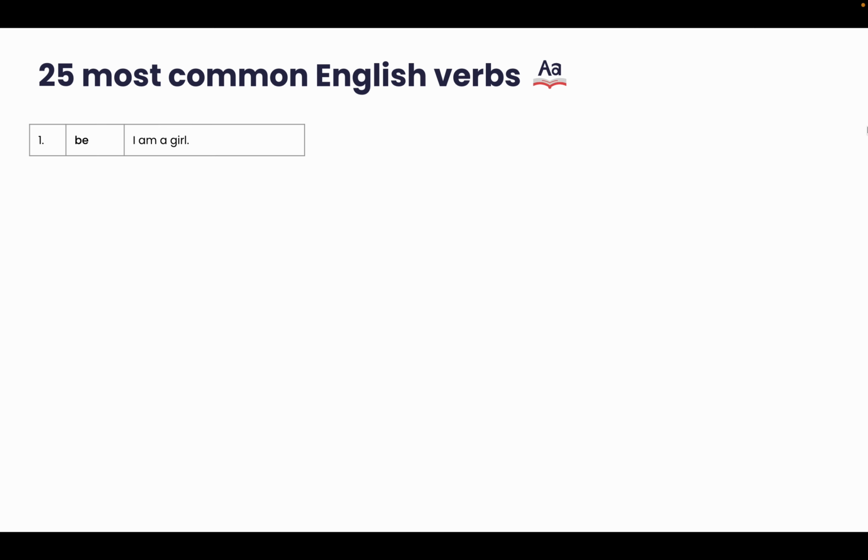Here we go. Be. I am a girl. This verb looks totally different from the basic form when we go and make full sentences. We will focus on this verb in the next part of the course. Two. Have. I have a car. This is the other really important verb that we will also analyze in the next part of the course.